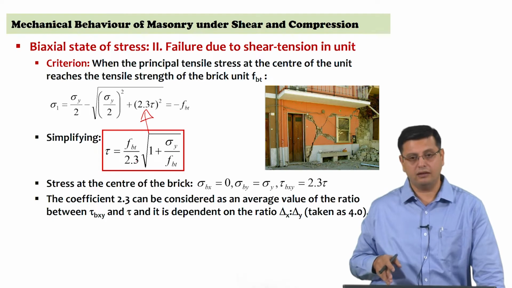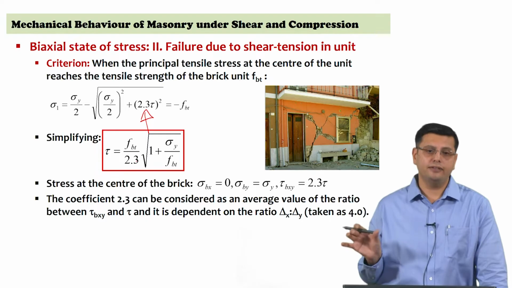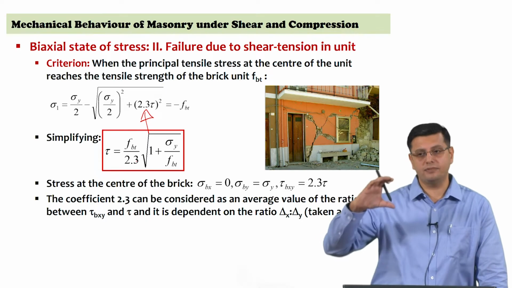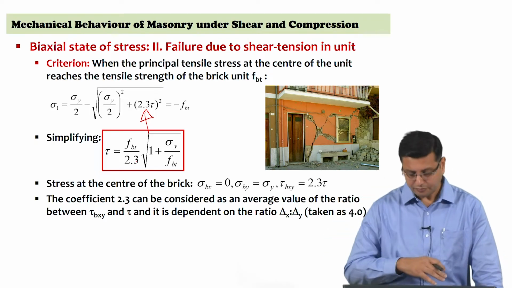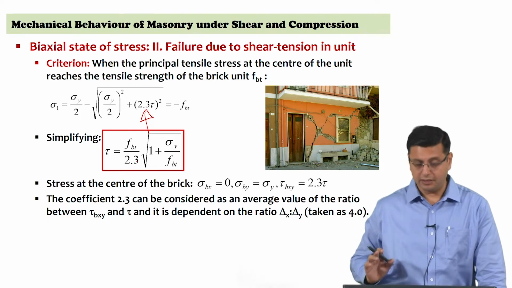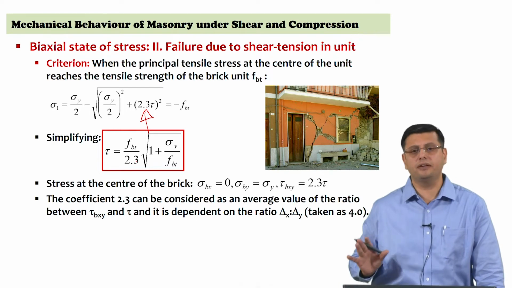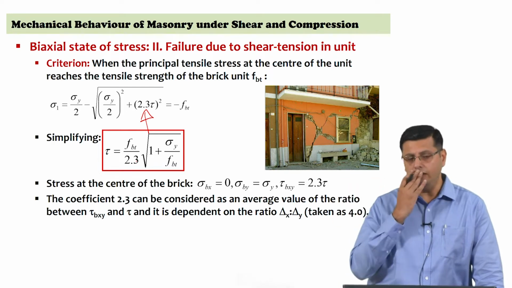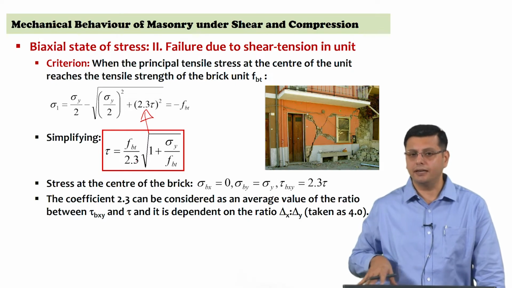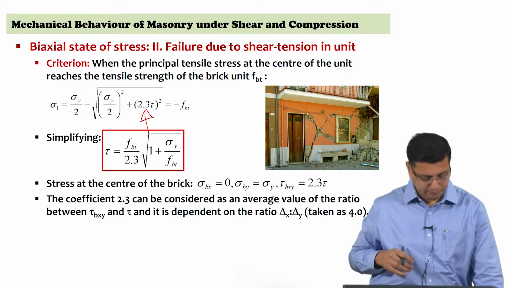This has been arrived at considering a proportion between the unit height and the unit width. In this case, the unit length is taken as 4 times the height of the unit itself. So, it is going to be dependent on the geometry, and therefore, if there is a significant deviation in the unit dimensions, you should understand that 2.3 is a number that comes because of the assumption of the ratio of sigma x to sigma y.